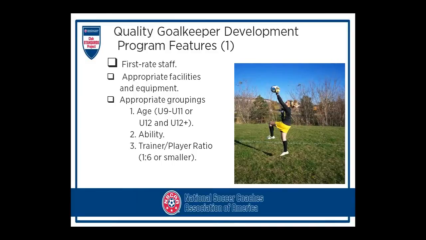So if we designed our program and then went back and started looking at some of the pillars of a quality program, these are some of the things that usually stand out in the best programs that I've encountered. First-rate staff, appropriate facilities and equipment, and again, having right-sized goals, enough space, shooters perhaps when necessary, the appropriate trainer ratio, you see that down below here, I think is very important.